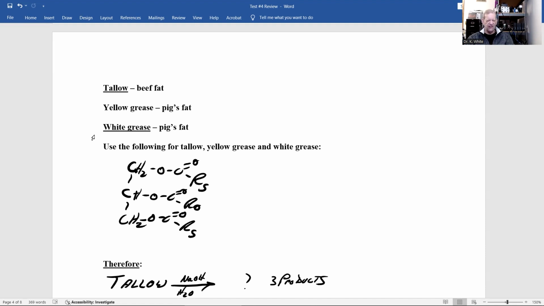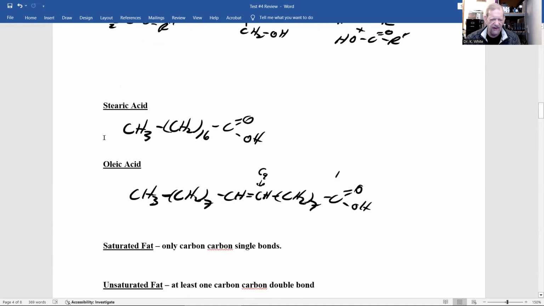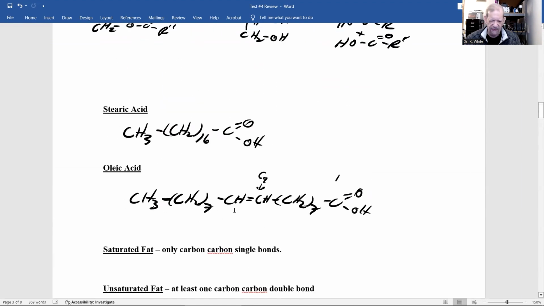And the designation I did here was this. You have your triglyceride, and two of them are R sub S, where when you hydrolyze, the fatty acid you get would be stearic acid. And one of them, R sub O, the fatty acid from the hydrolysis of that would be oleic acid. Now, if I ask you to draw the structure of oleic and stearic, don't use the abbreviation. Draw this out like this.